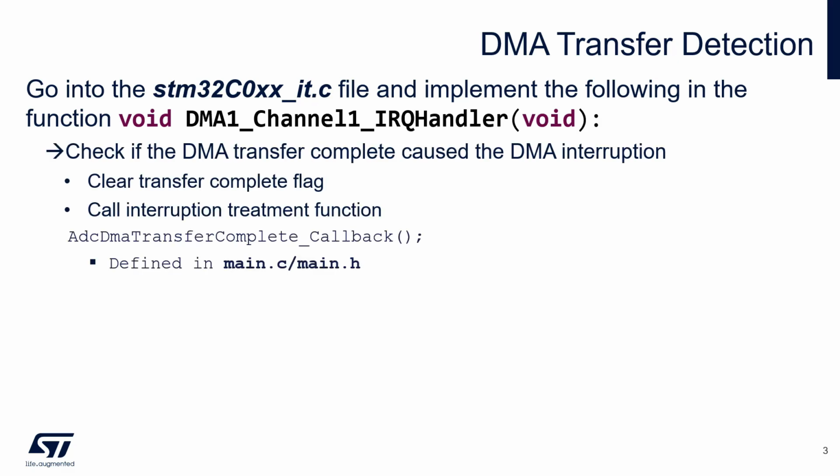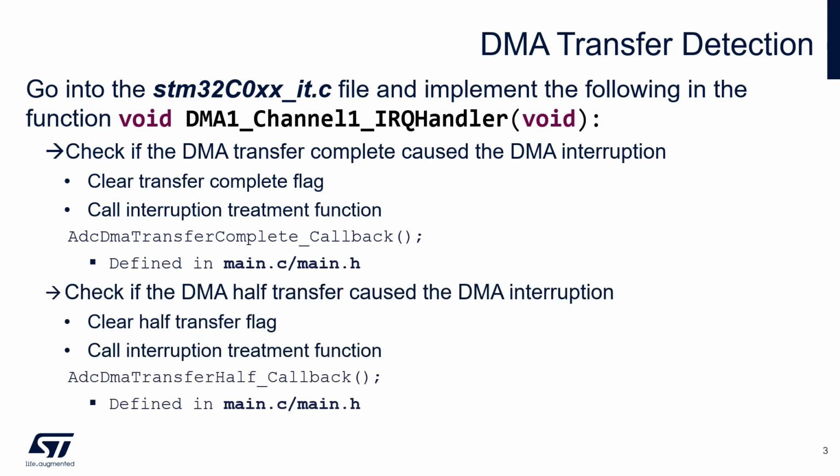For the first step, we will check if the DMA interruption is caused by a DMA transfer complete. If it is the case, we will clear the transfer complete flag and call an interruption treatment function. As you can see, it is a callback function that we will define in the main.c file. In this function, we will just set to 1 a variable that we will use further.